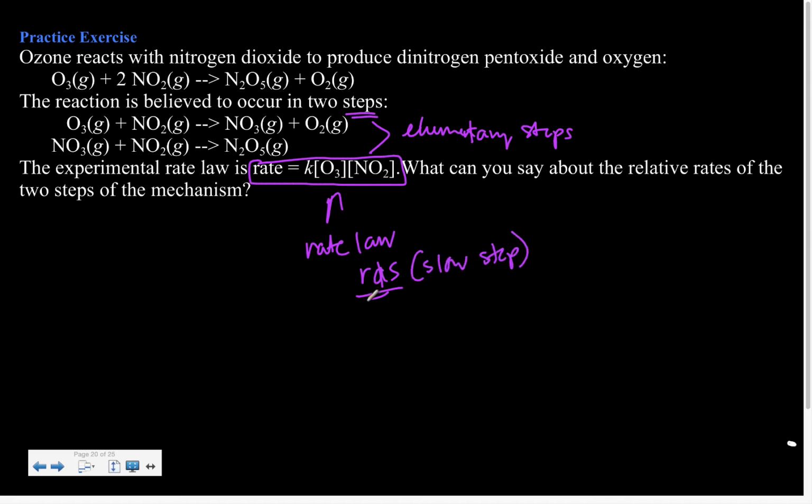Whatever step is the slowest is going to have a bigger impact on my rate than any other step. If I look here, my rate law involves the ozone and NO2. Ozone and NO2 both show up in this step, which means that this must be our rate determining step, our slow step, and this would be our relatively fast step. Does that make sense?